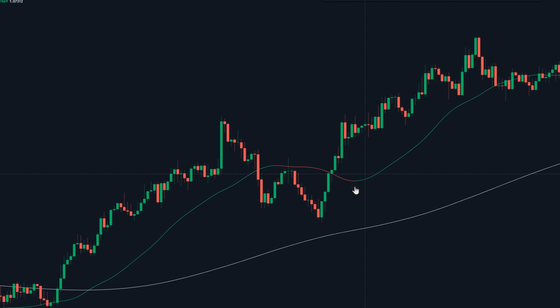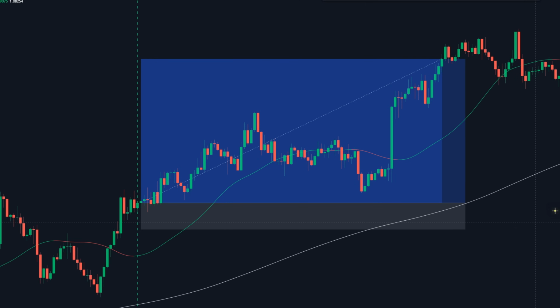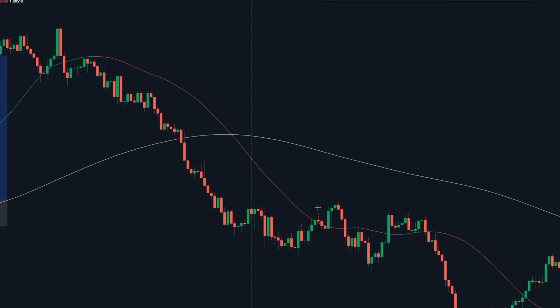Now, as you can see, here's another example. The KNN classifier line turned from green to red and then from red to green. And during that time, the price never broke and closed below the white moving average. Now, what are the conditions for a short position? Well, I'm going to show you.